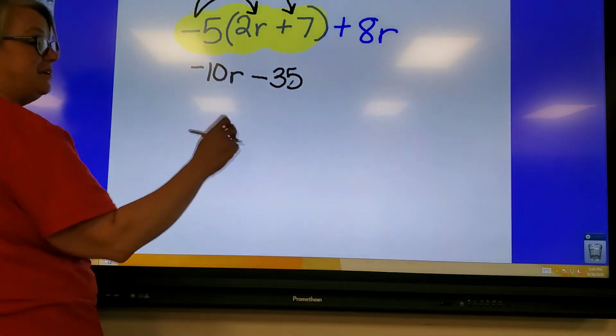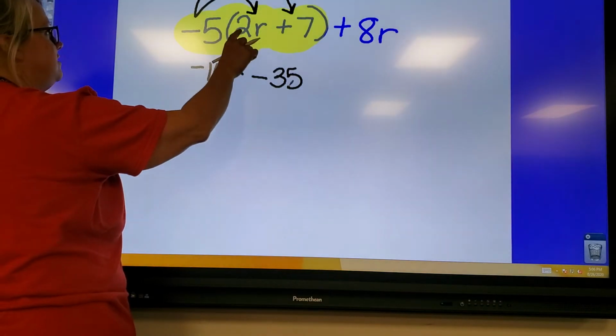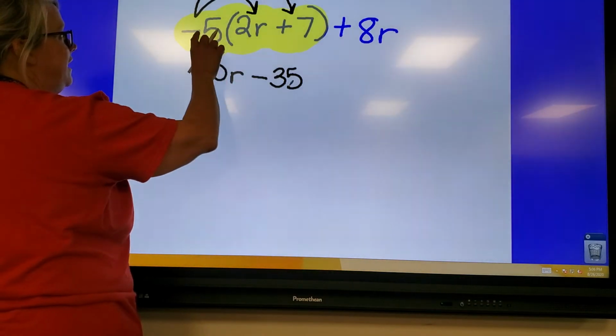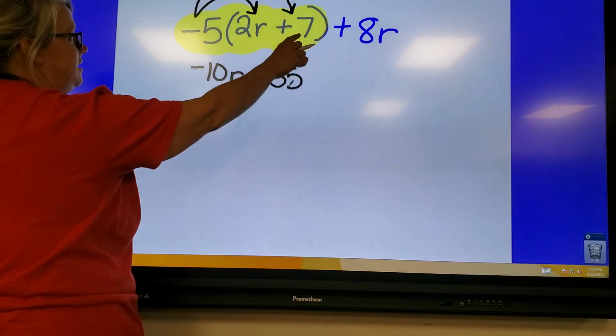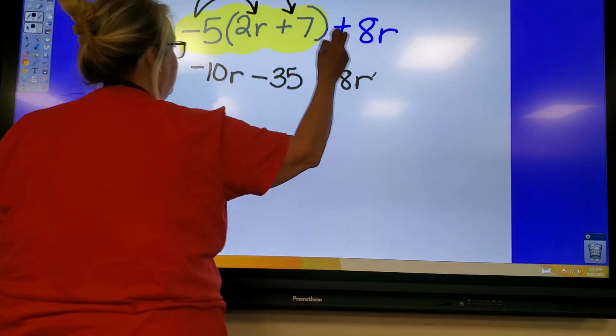So again, different signs when you're multiplying, the answer is negative no matter what. So a negative 5 times 2r is a negative 10r. Negative 5 times positive 7 is a negative 35. I haven't done anything with my plus 8r, so I'm bringing it down.